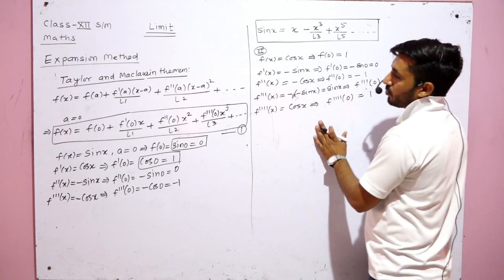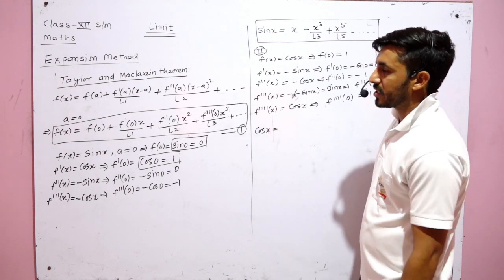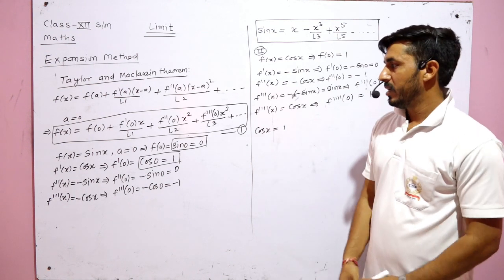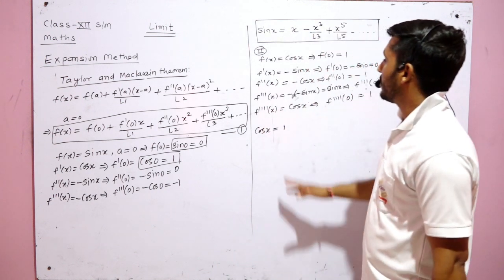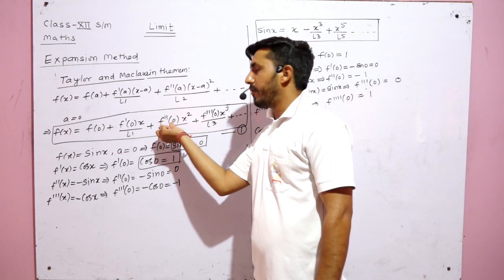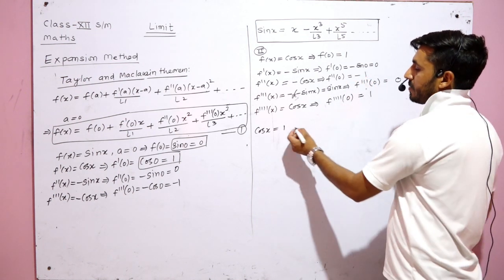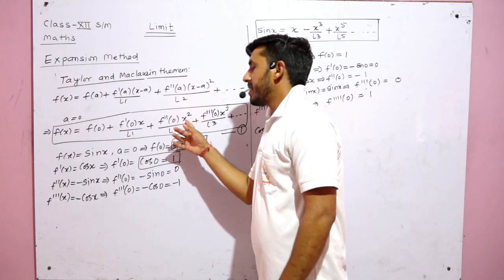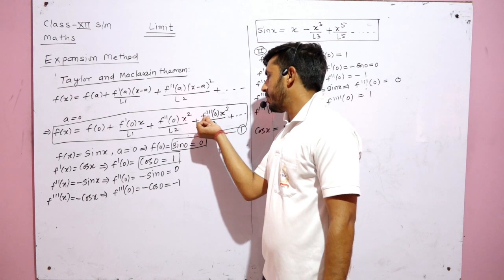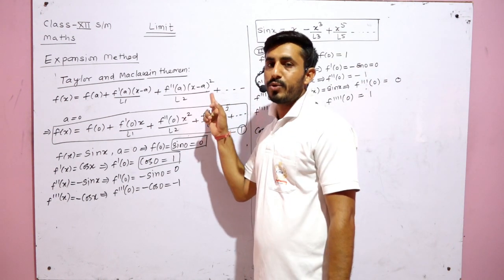Then we put all the values in equation number 1, where the function is cos x. First we put the value of f0, which is equal to 1. The value of f dash 0 is equal to 0, so we need not write it. Then the value of f double dash 0 is equal to minus 1, so the sign is taken as minus, and the multiplication is x square upon factorial 2. The value of f triple dash 0 is 0, so this term becomes 0 and we need not write it.